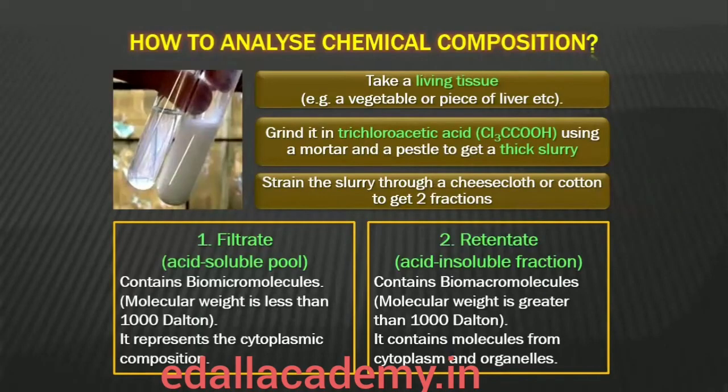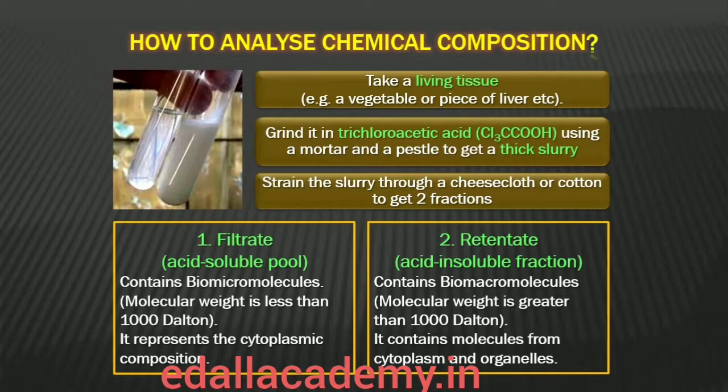Then let us go to how to analyze chemical composition, that means chemical analysis. What type of organic compounds are found in living organisms? To get an answer, one has to perform a chemical analysis. Any living tissue, that may be a vegetable or a piece of liver tissue etc., is taken and ground in trichloroacetic acid. Using a mortar and a pestle, we obtain a thick slurry.